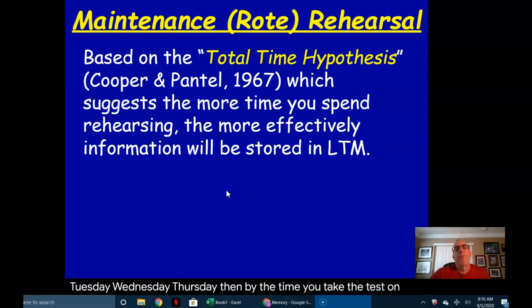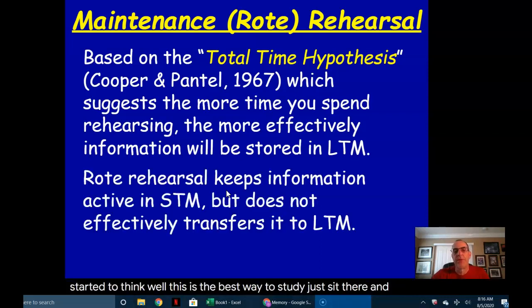So because of that, you started to think, well, this is the best way to study. Just sit there and memorize. But that's not the way it works. Because this only keeps information in long-term memory for a short period of time. Because what would happen is that if the teacher gave you the same exact test the following Friday and you didn't go back and rehearse it again, you would probably forget all of it.